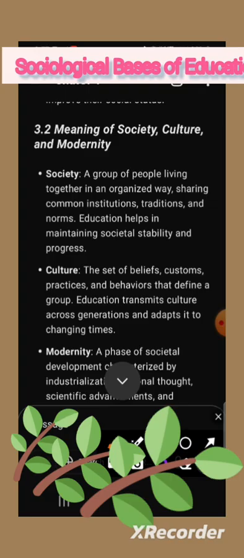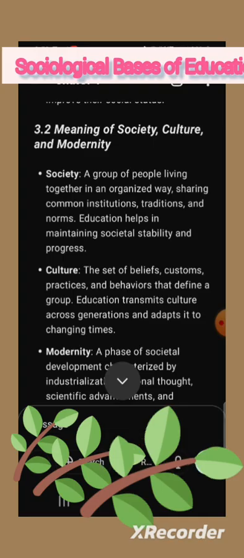So, society is a group of people living together in an organized way, sharing common institutions, traditions, and norms. Education helps in maintaining societal stability and progress, addressing issues such as inequality, discrimination, and social justice.